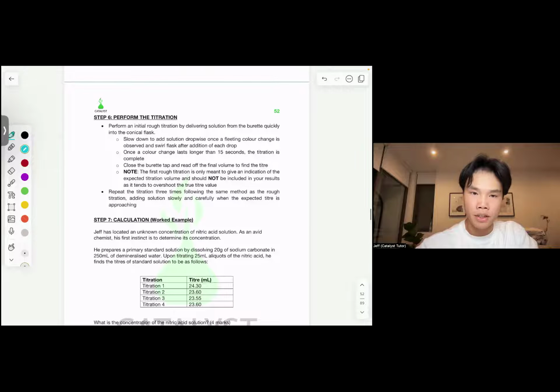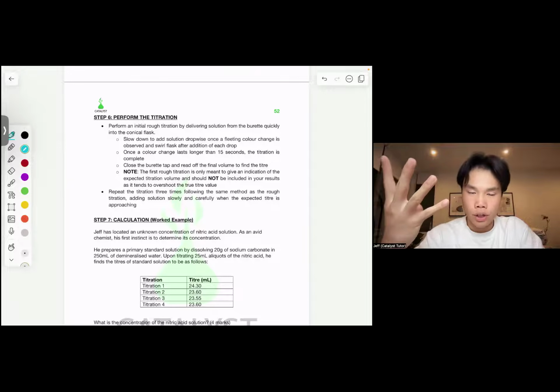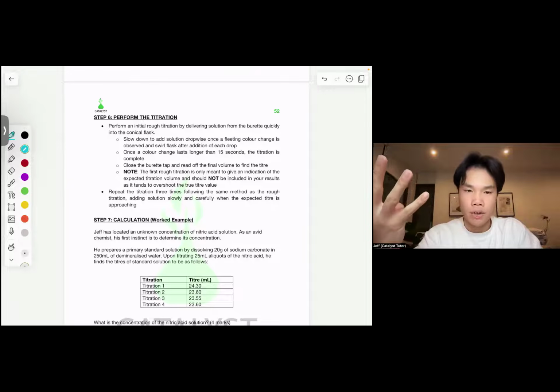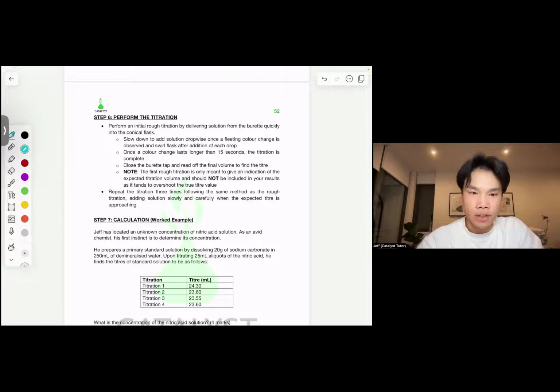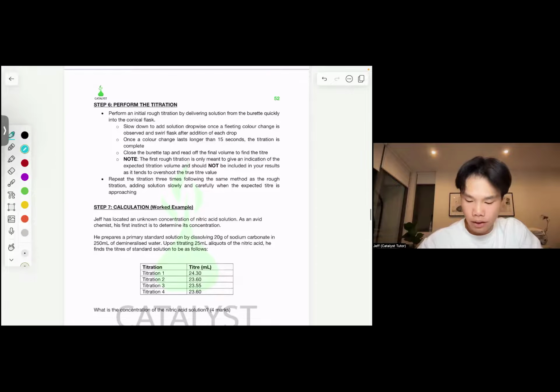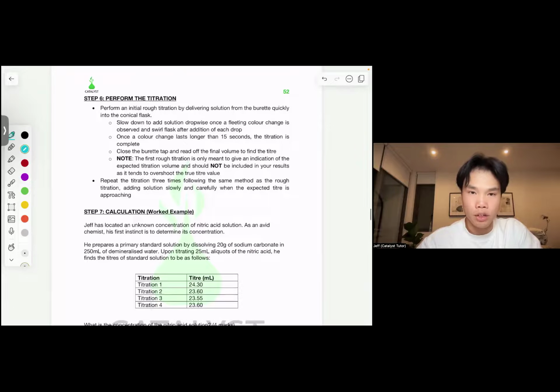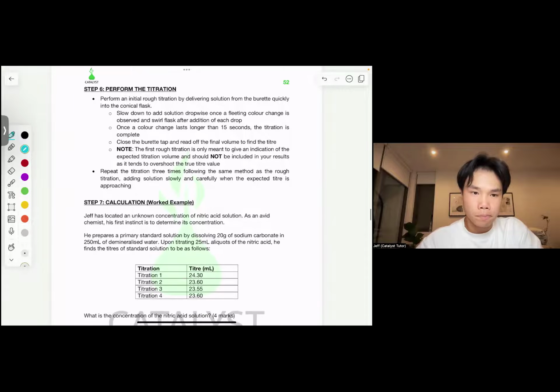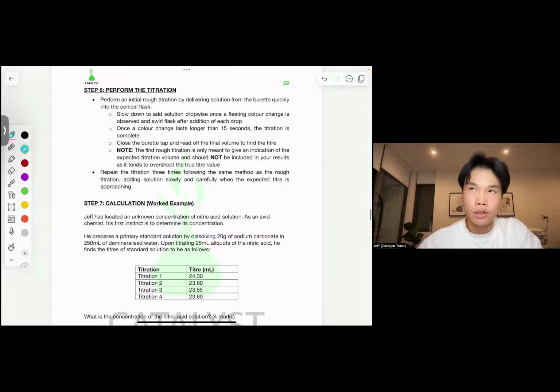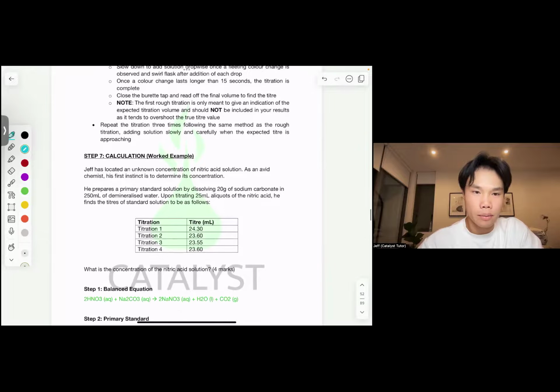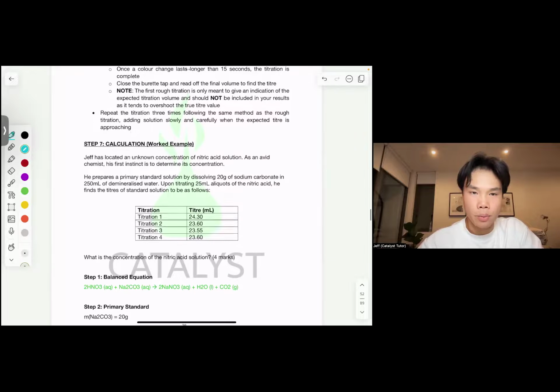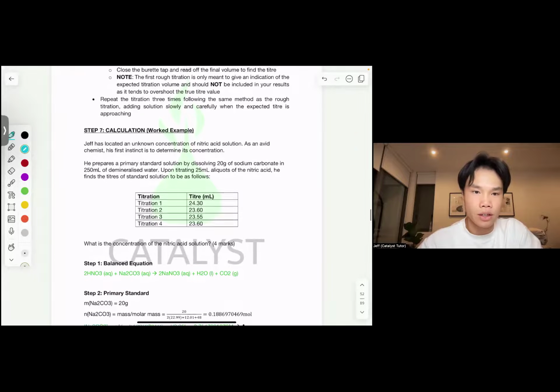Performing titration, hopefully you've done it as well. So it's going to be 1 rough titration, which you don't include, and 3 titrations, which should be concordant, which is when you have a reliable titration. Making sure that the color change lasts at least 15 seconds and swirling until you can definitely see no more color change beyond that point. And it's important to slow to a dropwise amount right before the expected equivalence point from your rough titration.